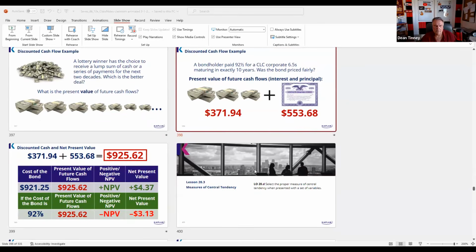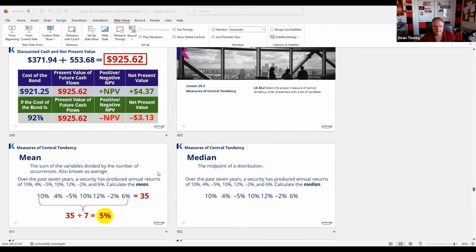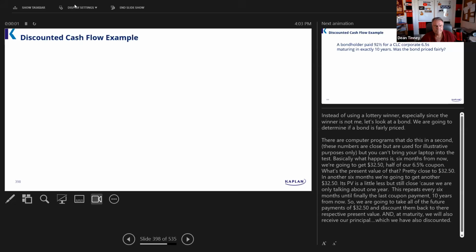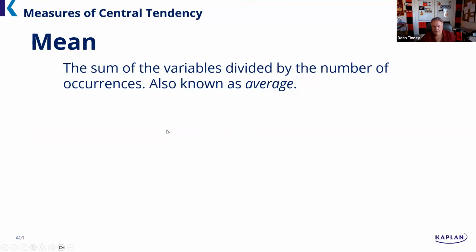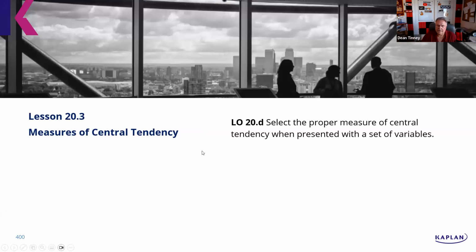And we're doing this. Again, you don't want to overdose on the math. Can you see my screen again? Yes. Okay, so we did that one, we did this one. So now we're going to be talking about averages. So we're going to select the proper measure of central tendency when presented with a set of variables.